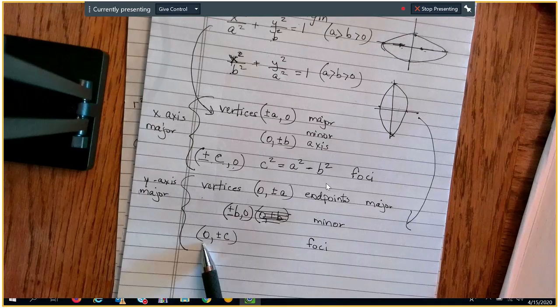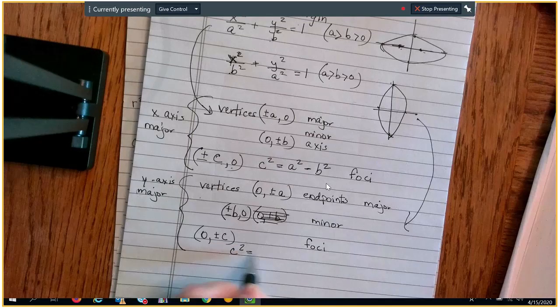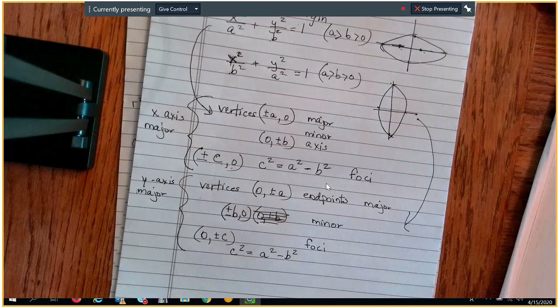So then the foci are going to be at 0 plus or minus c, and the equation's still going to be the same. C squared is going to equal a squared minus b squared. Now, in the book, it shows you how they actually went through this whole premise to prove all of this. I'm not going to go through all that, but if you need to look back and see, that's fine. I don't blame you. But just so you know, it is there, and you can kind of figure out that's how they came up with all of that.